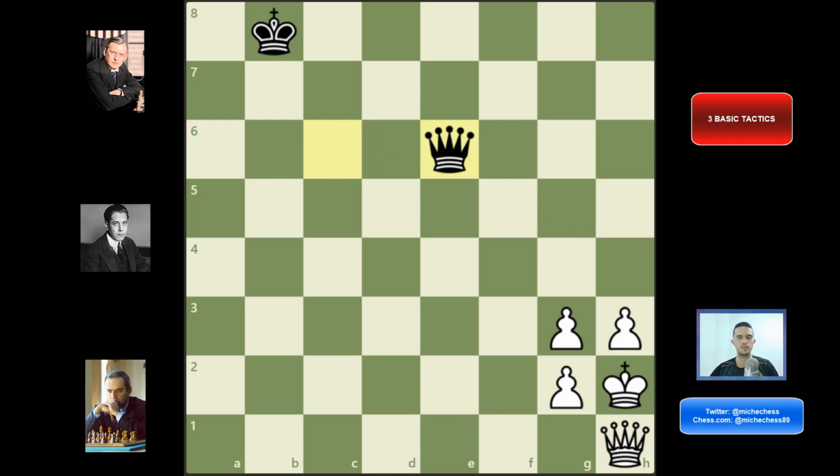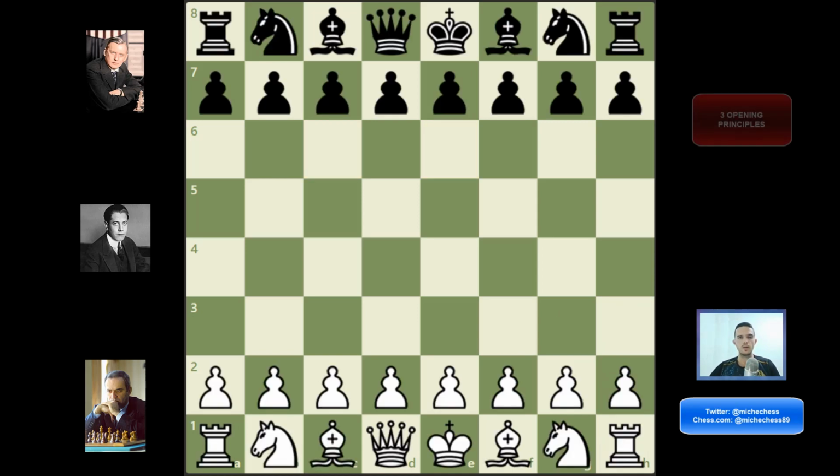So those are the 3 most important and basic tactics that we have in chess: fork, skewer, and pin. So in your games, pay attention because they happen a lot. That being said, I think we are fine to start working a little with openings.